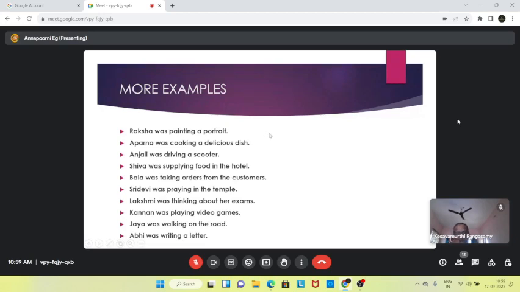Yes, ma'am. Abarna was cooking a delicious dish. Abarna is the subject. Was cooking is verb. A delicious dish is object. Very good. Aradhana. Yes, ma'am. Anjali was driving a scooter. Anjali is subject. Was driving is verb. A scooter is object. Very good.